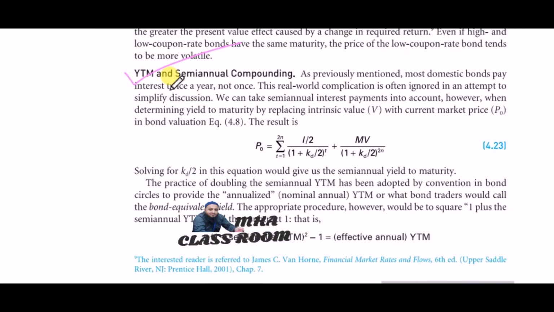Here we have YTM with semi-annual compounding. We have already discussed this previously: the interest per coupon payment is divided by 2 and n should be multiplied by 2 to find the YTM of a bond that pays interest semi-annually.